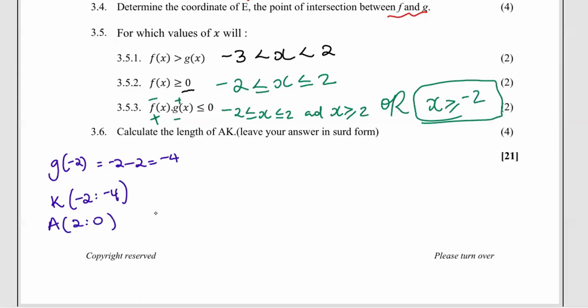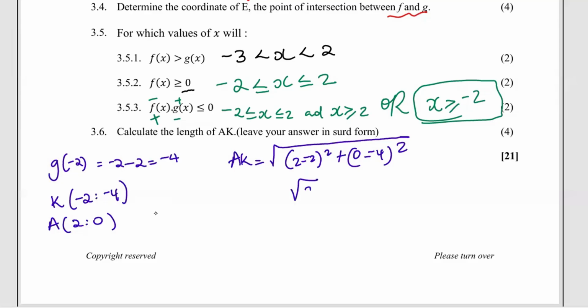We can use the distance formula and say that AK must be the square root of x1 minus x2 squared plus y1 minus y2 squared. So it's going to be 2 minus 2 squared plus 0 minus 4 squared. So that's a 4, and then that is a 4, which is the square root of 4 squared, which is square root of 32.